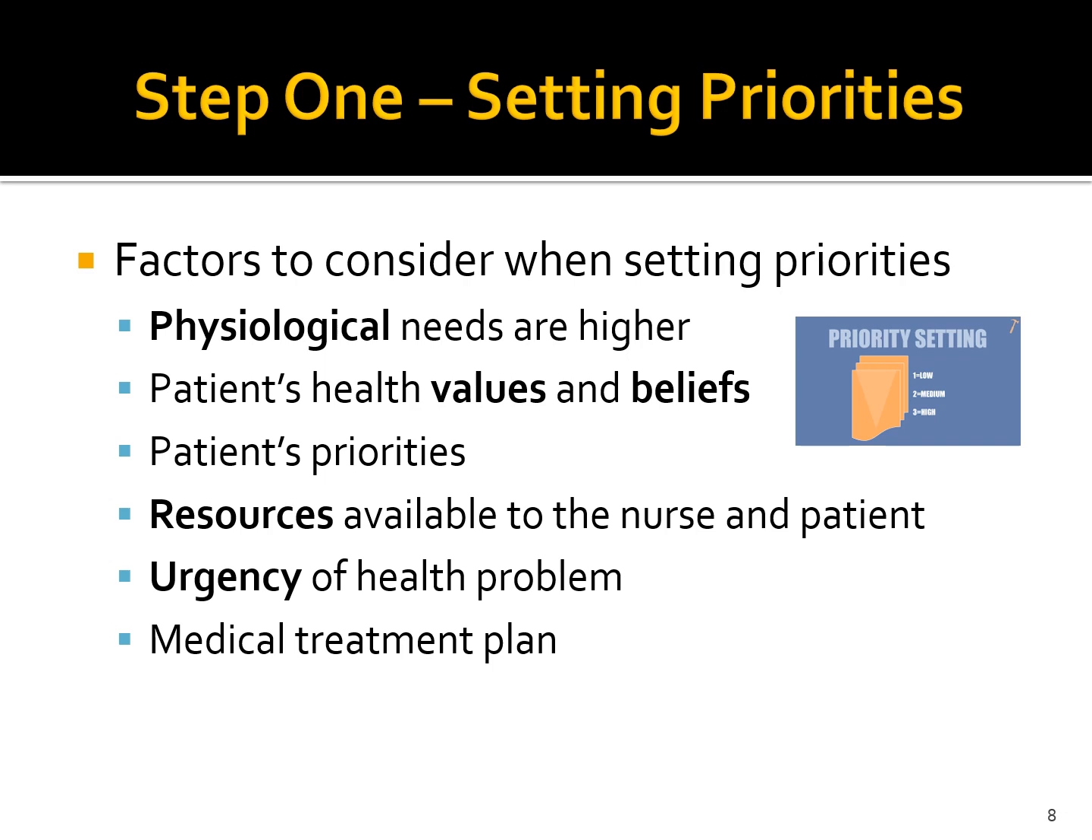Like we said many times before, physiological needs are higher. We also have to take into account the patient's beliefs and values. The patient may not agree with what we think is a priority. And what is the patient's priority? Do we have the resources available to the nurse and the patient? What's the urgency of the health problem? And what is the medical treatment plan?